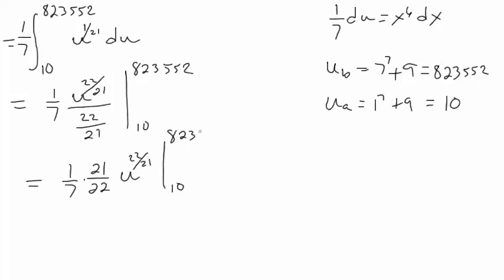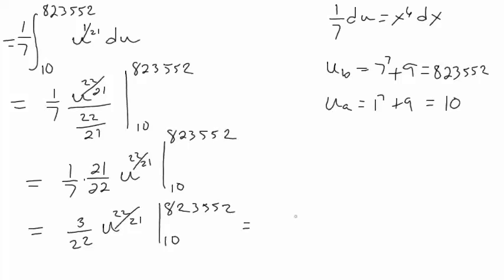So sometimes you just don't get nice numbers, you know? But I'll tell you, in the real world, there are no nice numbers. I'll be honest with you. There are no nice numbers. Times 22. Alright, so this is going to reduce down to 3 over 22. I've got to be careful, sometimes my numbers morph into other numbers. 823,552.